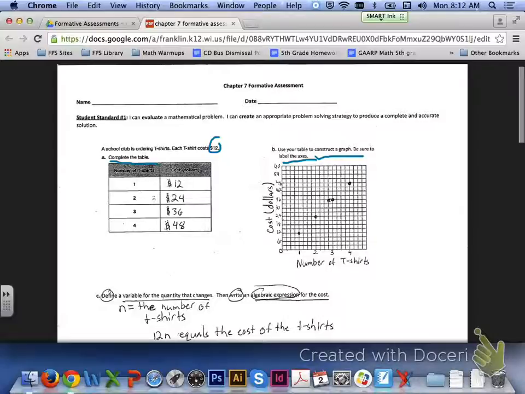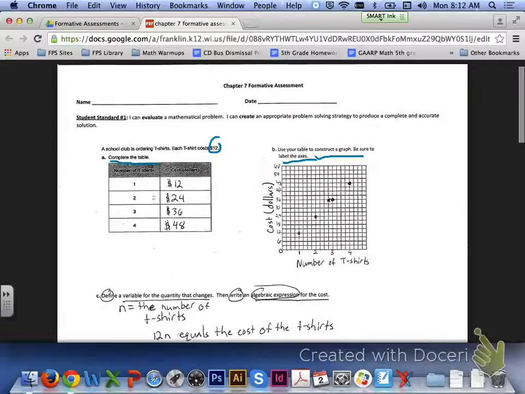So for Student Standard 1, I can evaluate a mathematical problem and create appropriate problem-solving strategy to produce a complete and accurate solution. Your task was to first complete a table in which you're trying to determine, based on the number of t-shirts, what the cost in dollars of those t-shirts would be. It says the school club is ordering t-shirts. Each t-shirt costs $12. Notice I marked my text there so I understand exactly what the cost was.